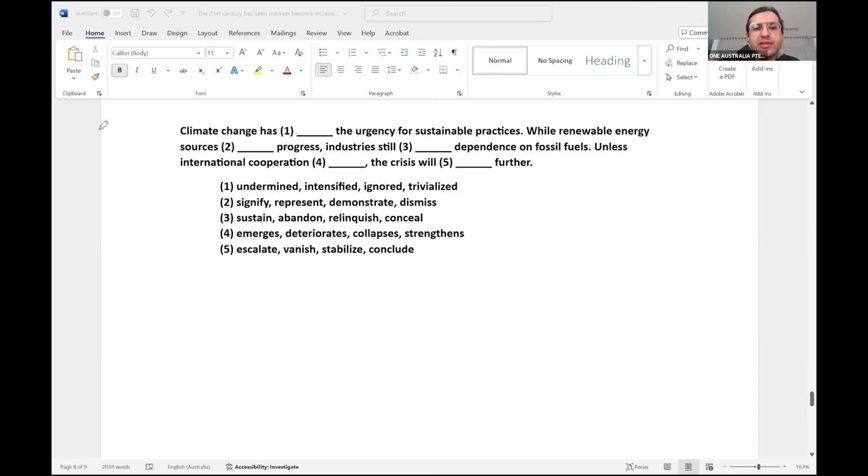So I'll just quickly tick the answers again. The first one is intensified. The second one is demonstrate. The third one is sustain. The fourth one is strengthens. And the fifth one is escalate.